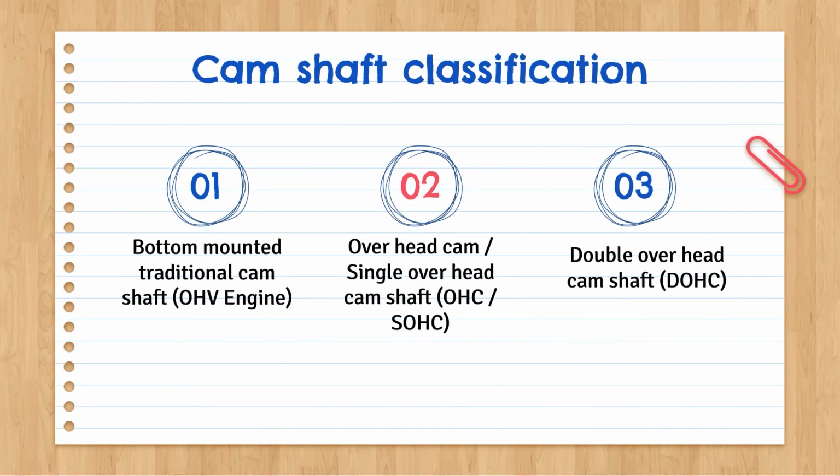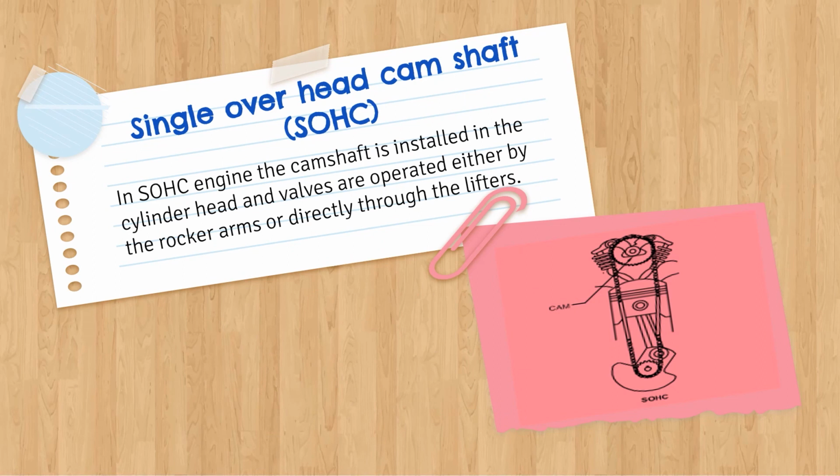Camshaft classification. First, bottom mount traditional camshaft, OHV engine. Second, overhead cam, single overhead camshaft, OHC or SOHC. Third, double overhead camshaft, DOHC. Single overhead camshaft. In an SOHC engine, the camshaft is installed in the cylinder head and valves are operated either by the rocker arm or directly through the lifters.